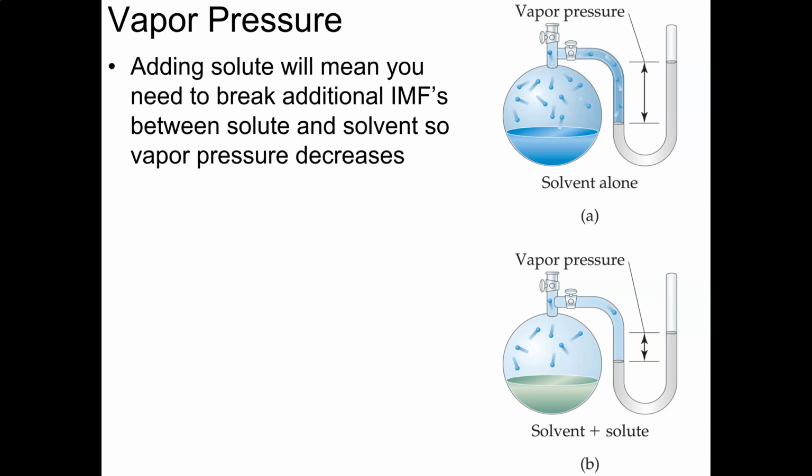Adding solute means you need to break additional IMFs between solute particles. So originally, let's say this is just water. In order to boil this or evaporate this, you just have to break the IMFs between the water molecules, right? What if I add NaCl? Well, now the Na+ forms an ion-dipole with water. The Cl minus forms an ion-dipole with water. That's very strong. So guess what? You need more energy now in order to break that and cause boiling to occur. So what does that do to your vapor pressure? It makes it lower. Remember the big crazy loop: the stronger the IMFs, the lower the vapor pressure, the higher the boiling point.